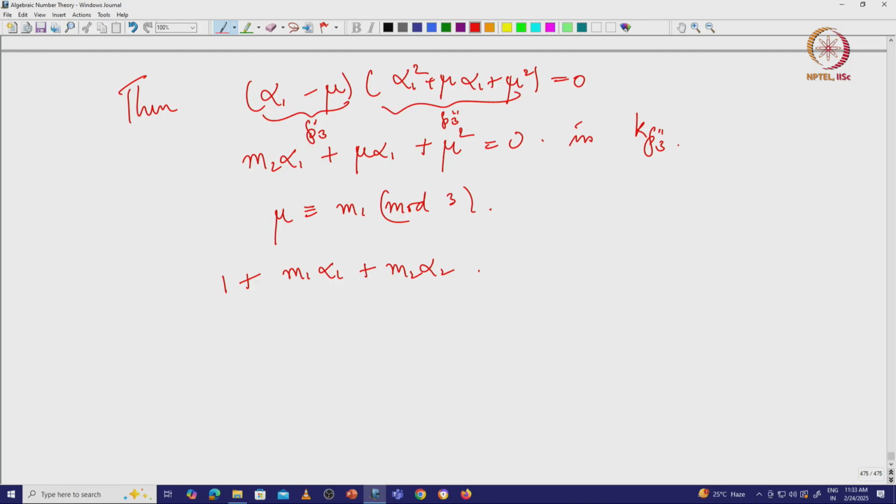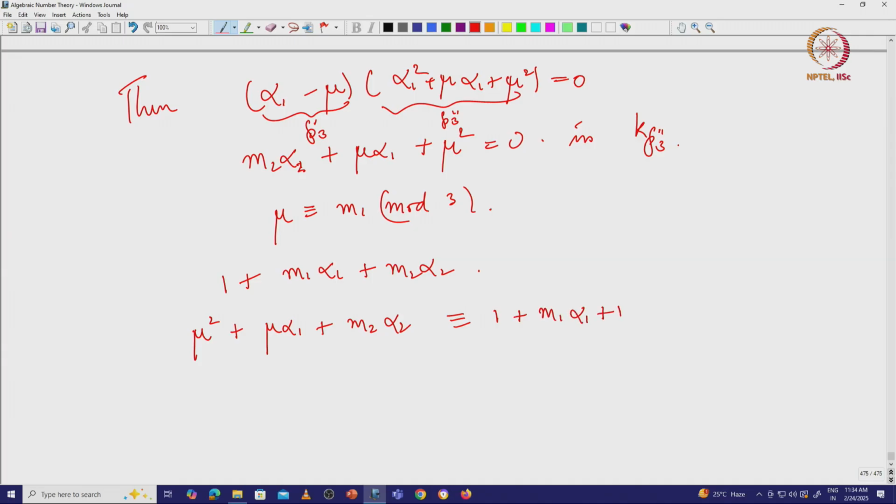Well, I know that modulo 3, mu square will be 1, right. So, okay, what do I know? I want to analyze something like this, but what do I know? I know that mu square plus mu alpha 1 plus m 2, sorry, this should have been m 2, because alpha 1 square is m 2 alpha 2, yeah, sorry, that is the point of confusion. So, I know that mu square is 1 mod 3, I know that mu is m 1 mod 3.